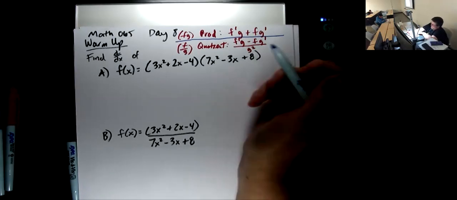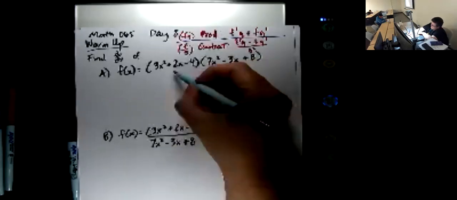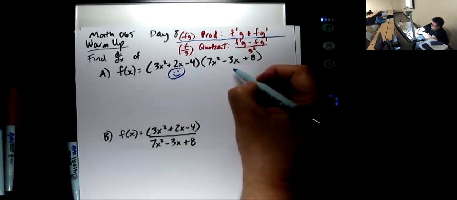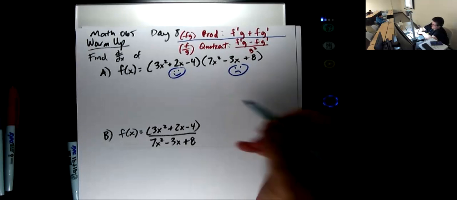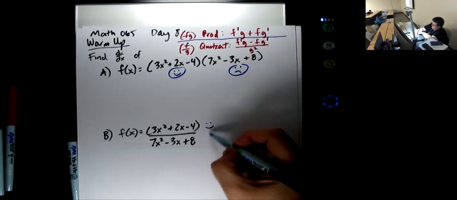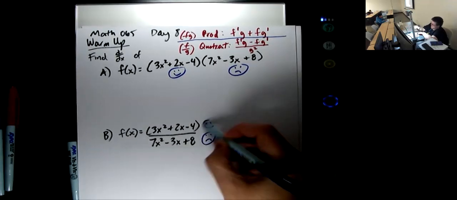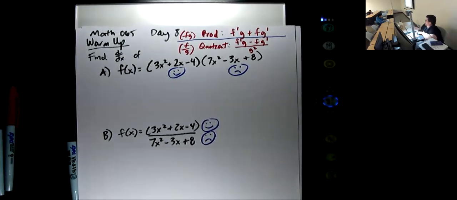So here we've got a product. I'm going to call this smiley face and this frowny face, because I see down here I've got smiley face and frowny face again. So maybe I'll only take the derivative once and not have to do it a bunch of times.